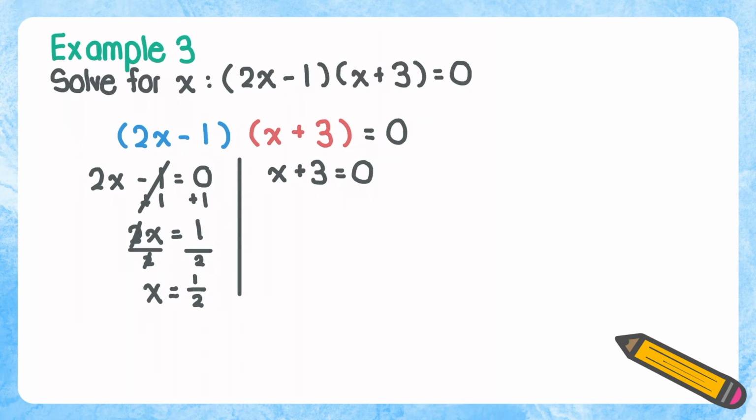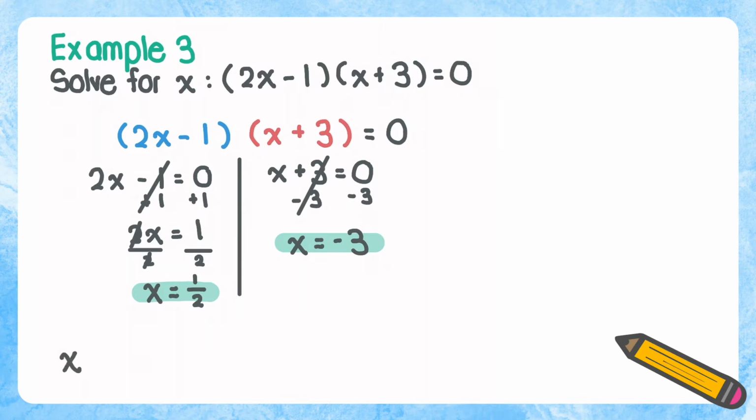Next, we're going to look at the x plus 3 equals 0 option. In order to get rid of the plus 3, I'm going to subtract 3 from both sides. Remember, inverse operations on both sides of the equation. And I'm left with x equals -3. So I have two solutions, either x equals 1/2 or x equals -3.